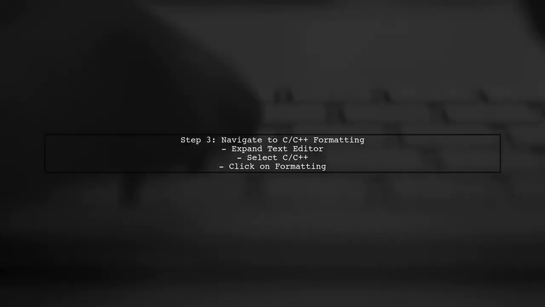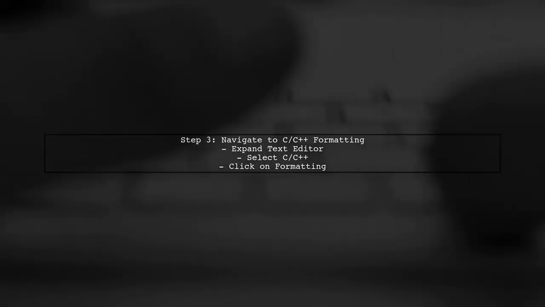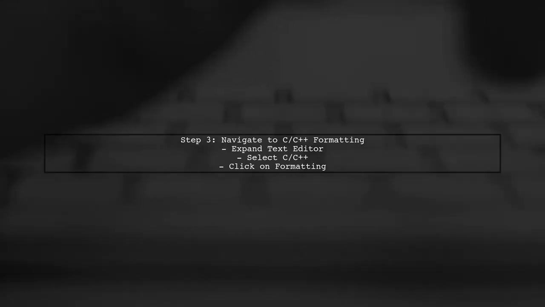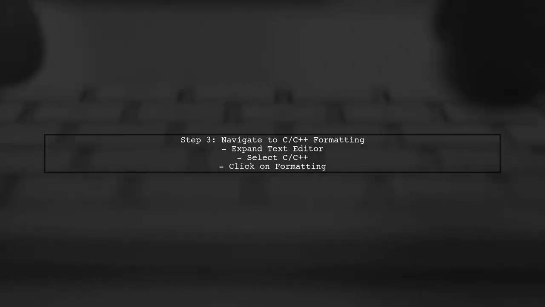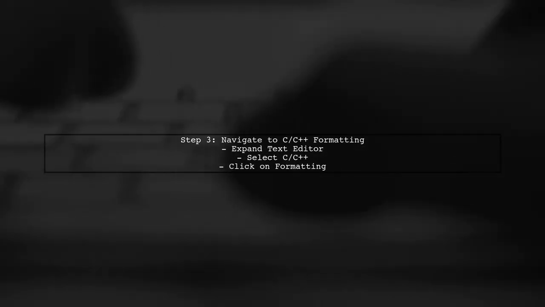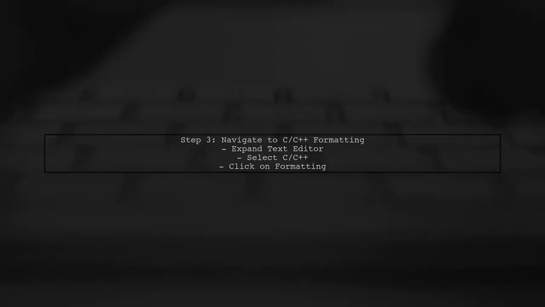In the Options dialog, expand the Text Editor section, then select C++ and look for the Formatting options. Within the Formatting options, look for settings related to automatic brace completion. While you have already disabled it for curly braces, ensure that similar settings for parentheses are also turned off.